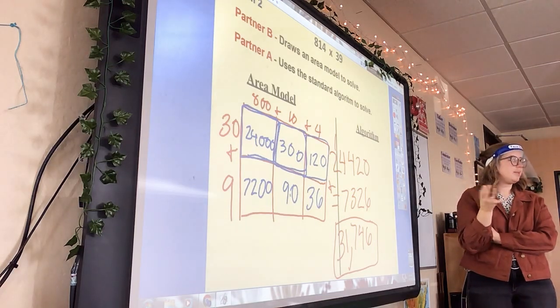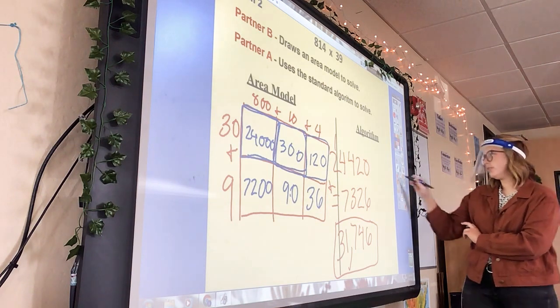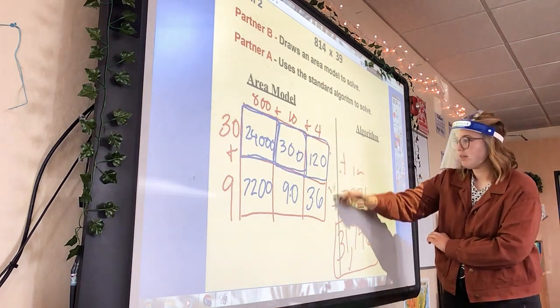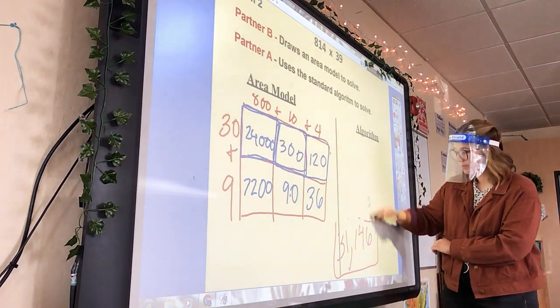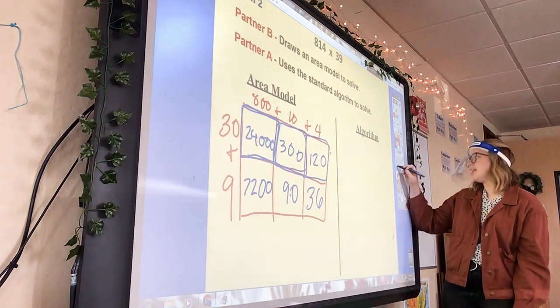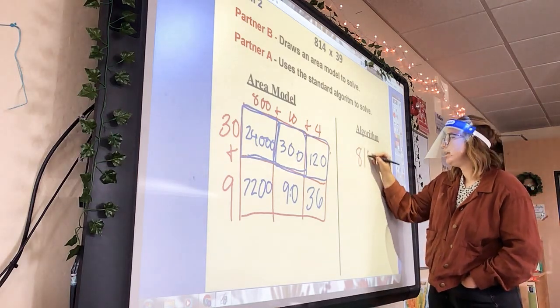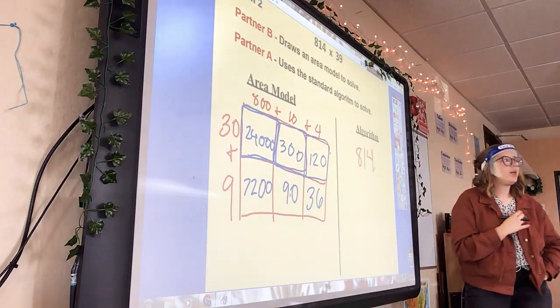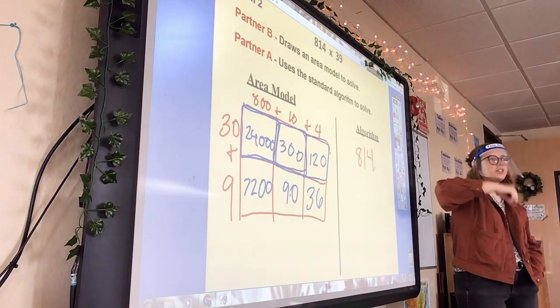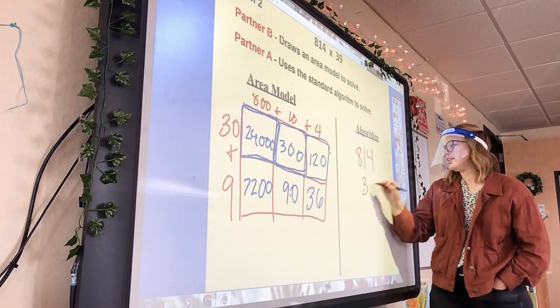Any other questions on the area model? All right. Cool. I am going to erase this bit just because I need more room. Okay. All right. So then we set it up the same way. My friends, always put the bigger number on top. Okay. When you're carrying things over, it's just going to make it that much easier. Okay. So 814 times 39.